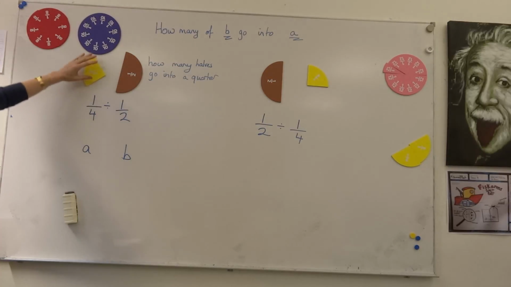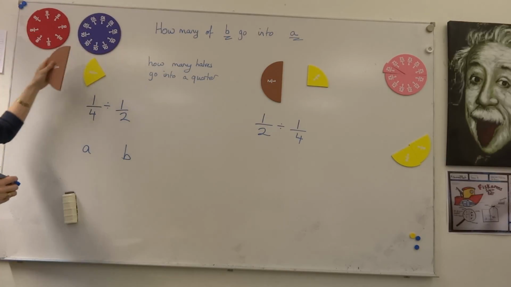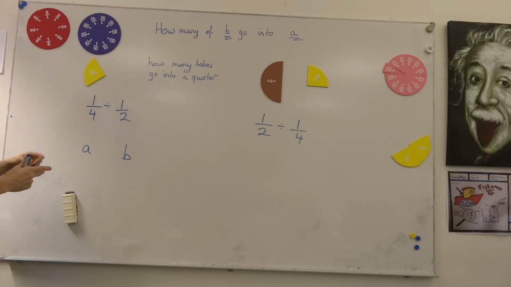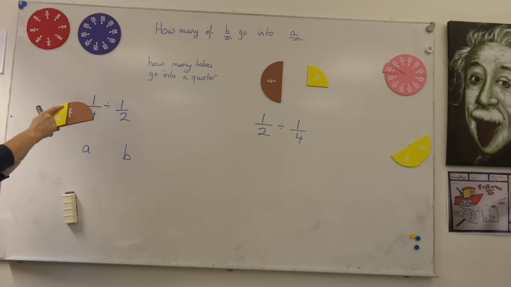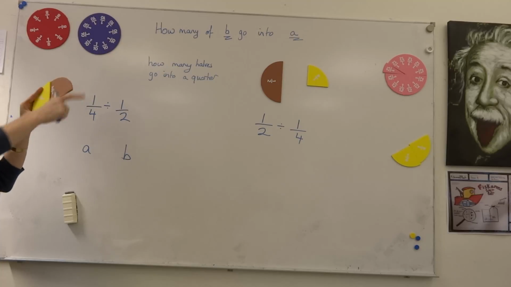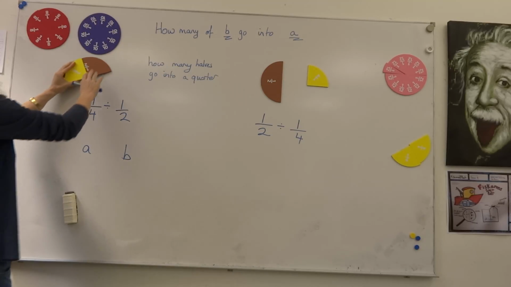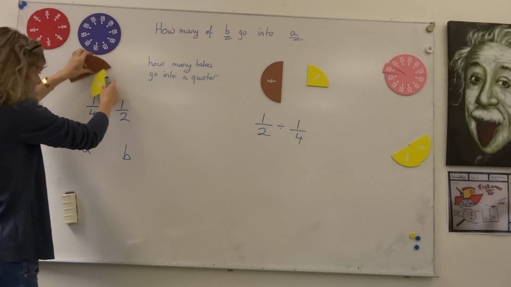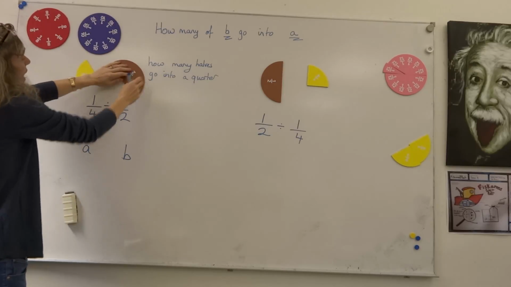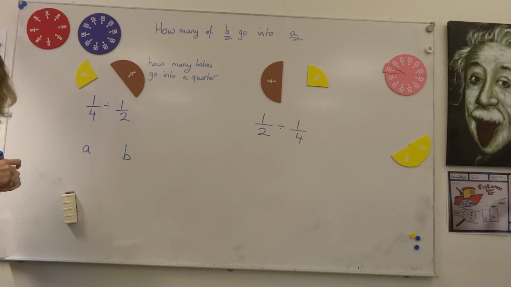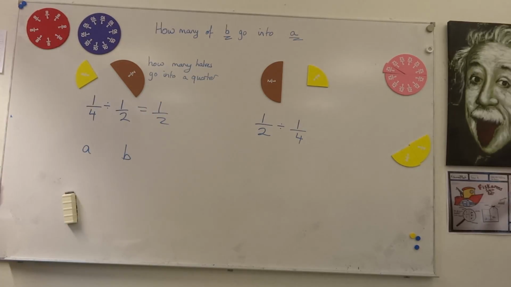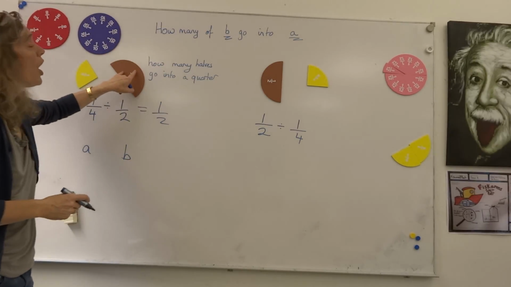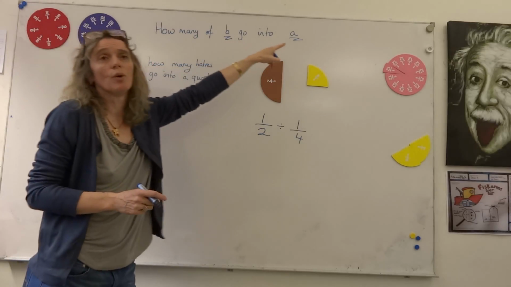So if we think that we've got this quarter and we're actually covering it over with a half, we're saying, how much of this fraction have we covered? Well, we've only covered half of our fraction, so there's half left that we haven't covered. So we could say that a quarter divided by a half is going to give us a half left. Okay? There's only going to go half of that fraction into a quarter.